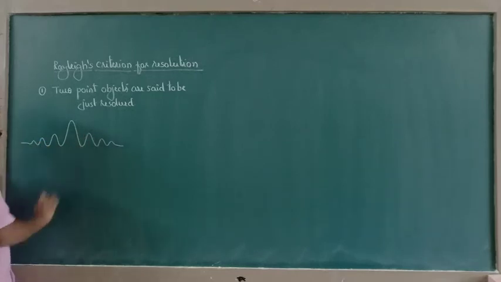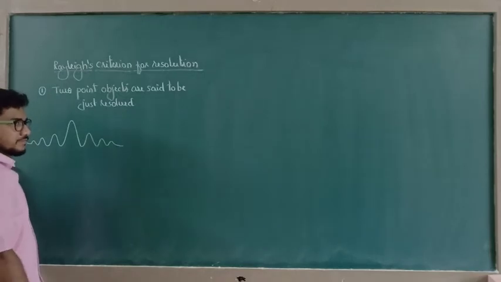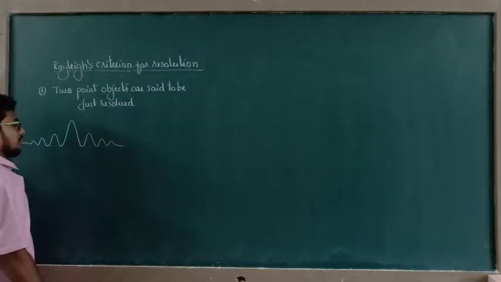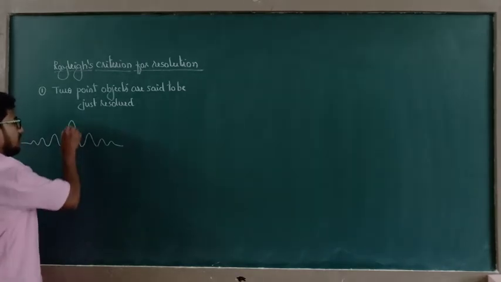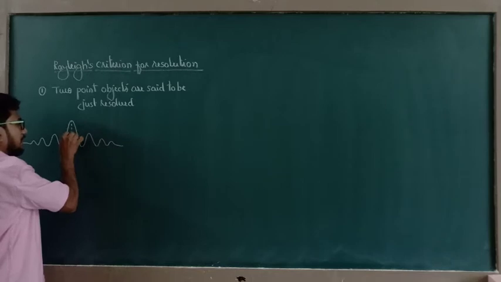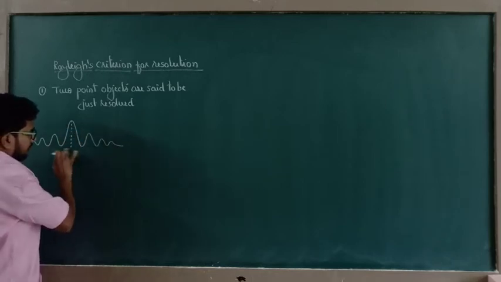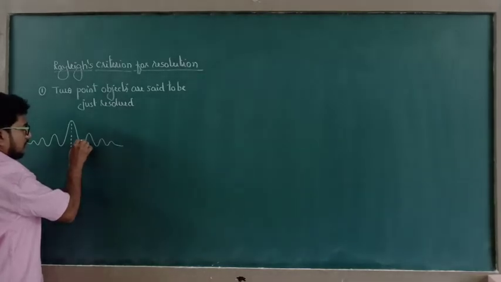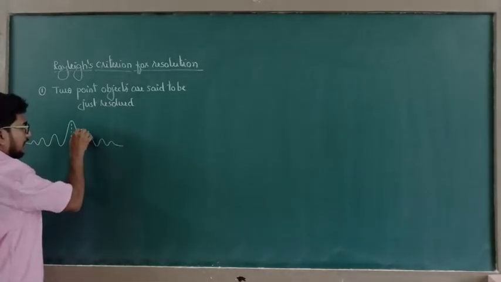This is the diffraction pattern of one point object. So let us consider another diffraction pattern of another point object. This is the central bright maximum of one point object. This one is the first secondary minimum.